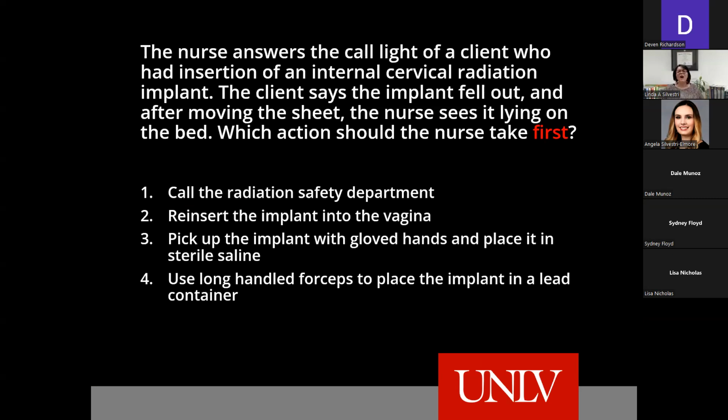The nurse answers the call light of a client who had insertion of an internal cervical radiation implant. The client says the implant fell out, and after moving the sheet, the nurse sees it lying on the bed. Which action should the nurse take first? Call the radiation safety department, reinsert the implant into the vagina, pick up the implant with gloved hands and place it in sterile saline, use long-handled forceps to place the implant in a lead container.